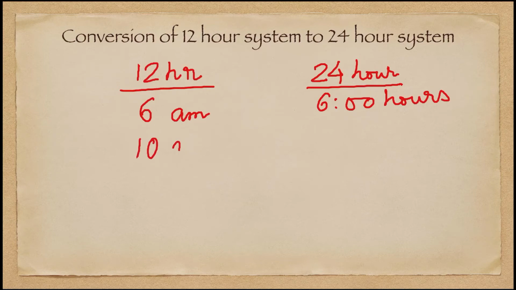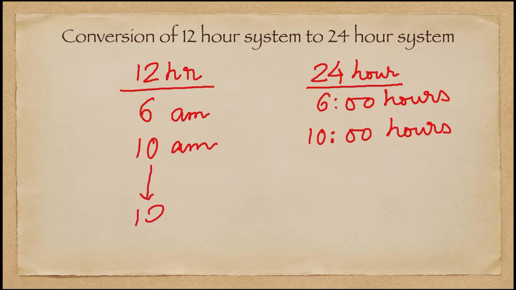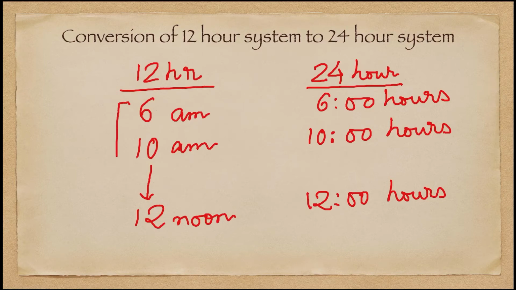10 AM, it will be 1000 hours. Like this, we will move on to 12 noon, where it will become 1200 hours. Here you can pay attention that up to here it is still AM.